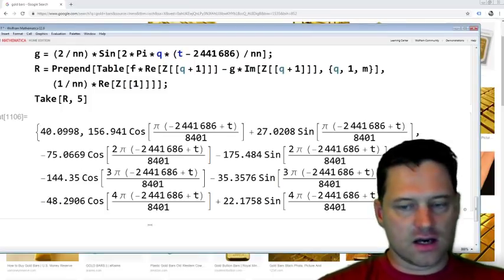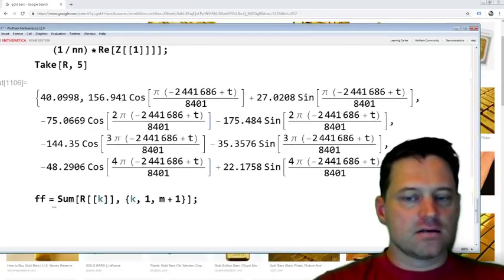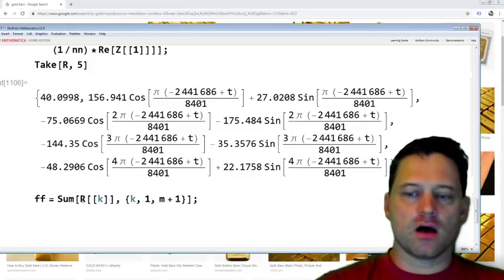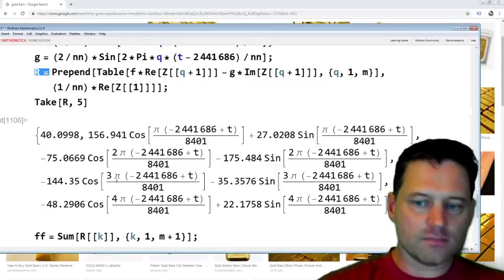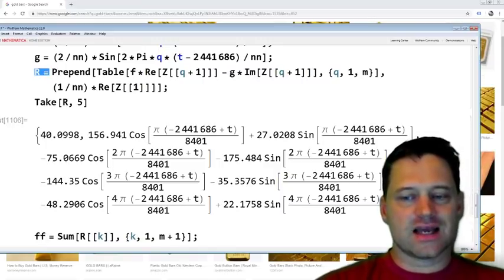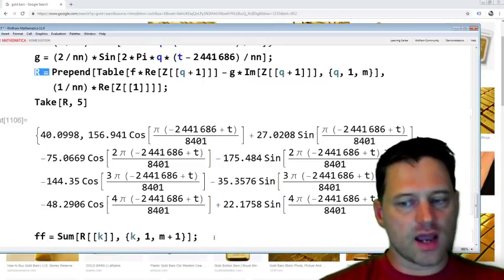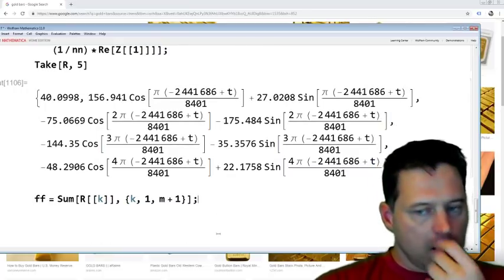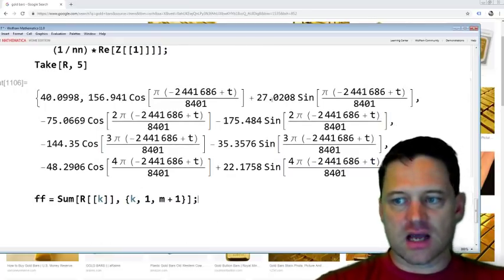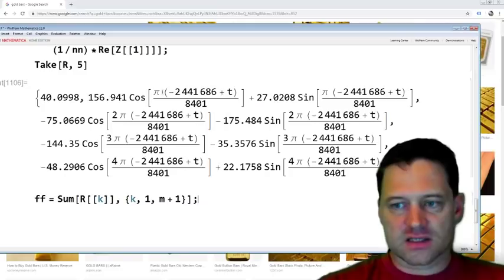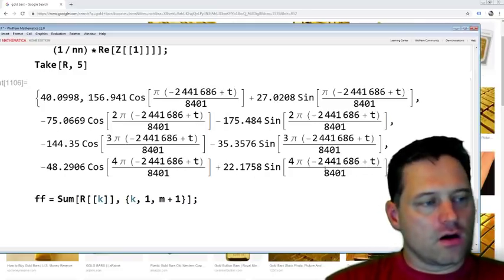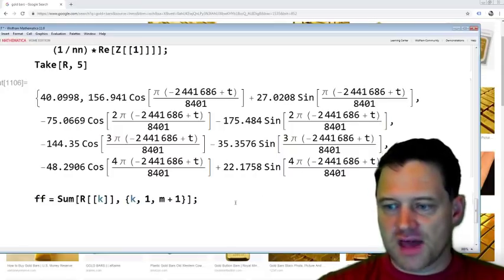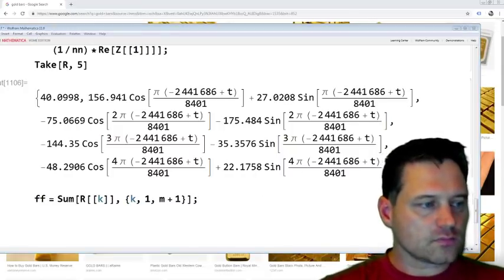I'll come down here and write double F is the sum of the kth element of this array R, and we're going to take this sum from 1 to n plus 1. Now it's just going to be a sum of all these elements in this list above, and it goes on longer. Now that we have that, let's plot it.